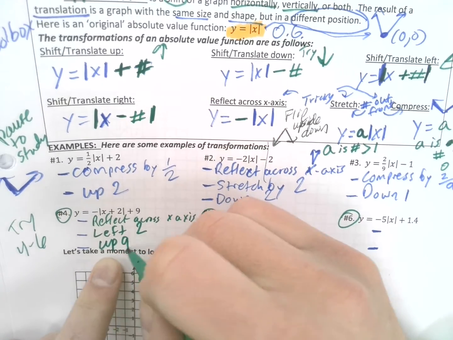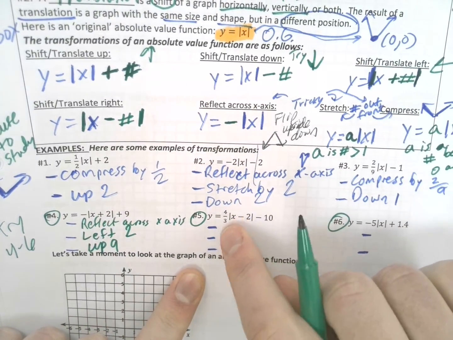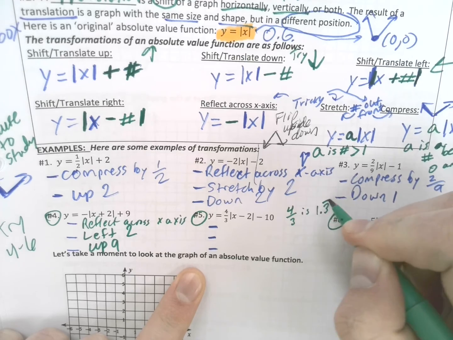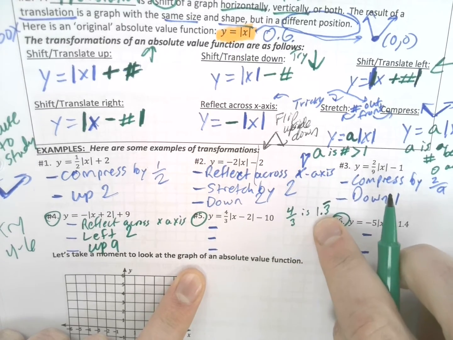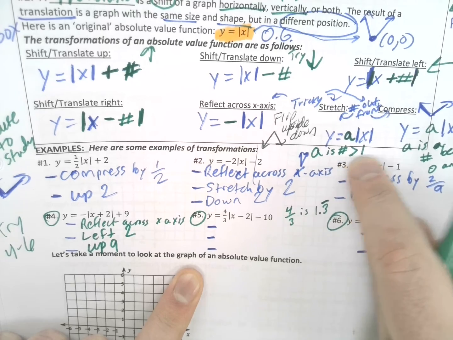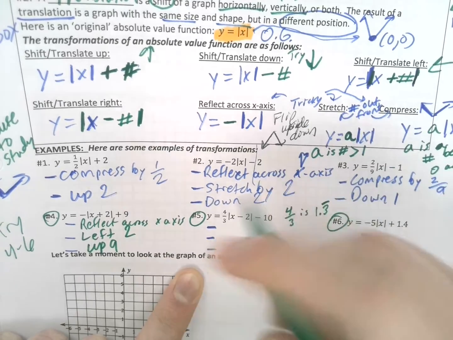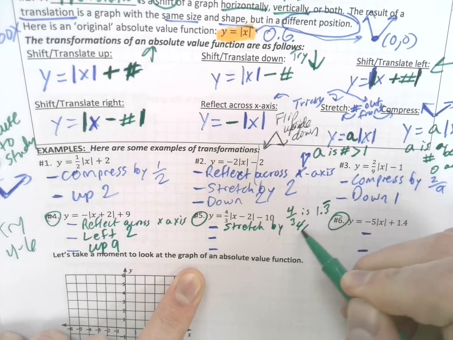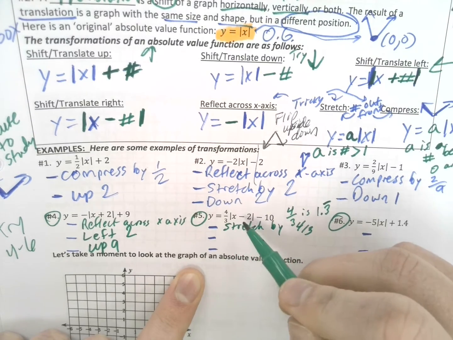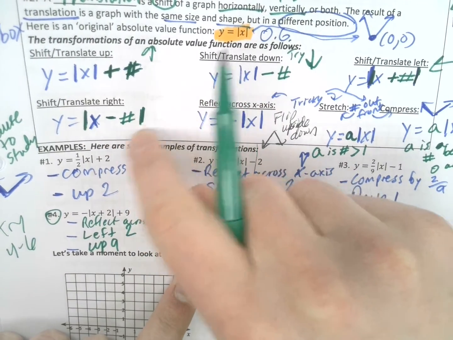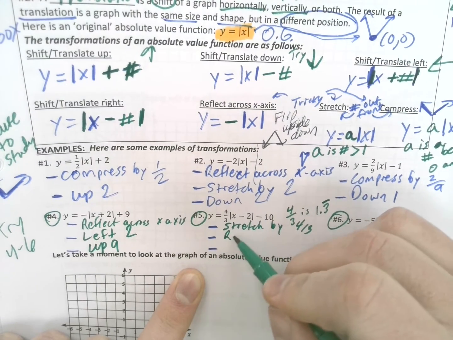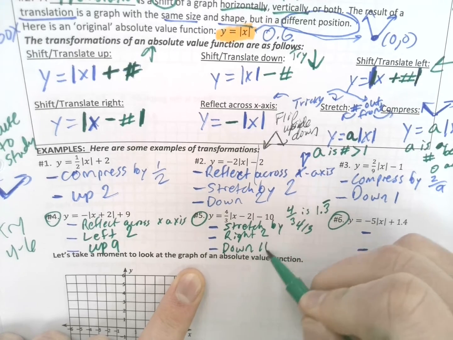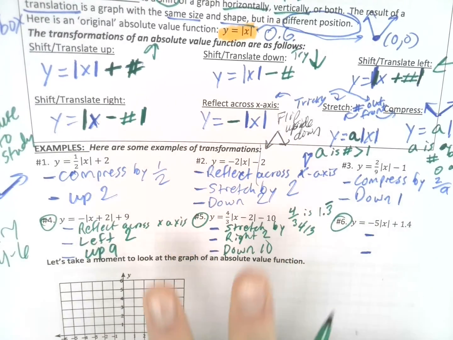How about over here, 4/3? Now be careful. 4/3 is really like 1.3 repeating. Well, 1.3 repeating is a number that's bigger than 1. So we would be stretch by 4/3. Minus 2. If you're subtracting on the inside of the bars, you're going right 2. And then minus 10. You guys are probably catching on. You subtract the number at the end, we're moving this thing down 10.